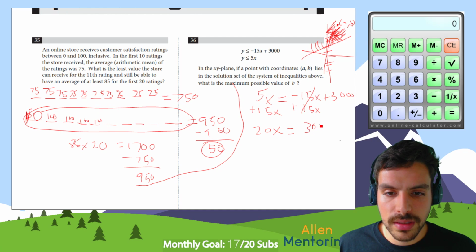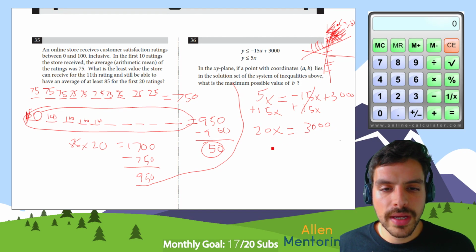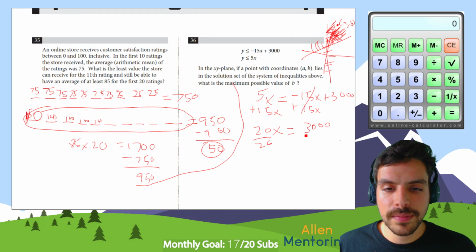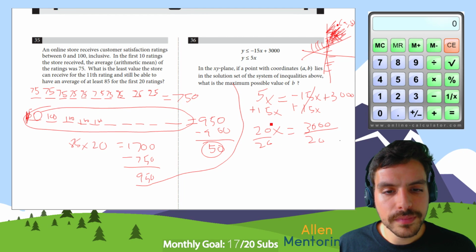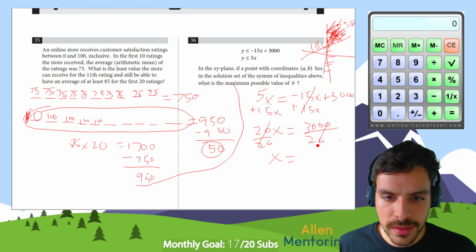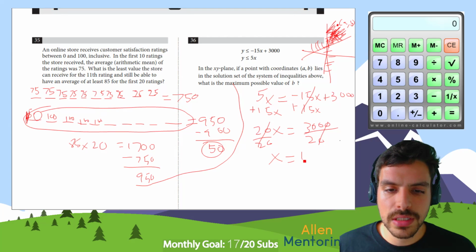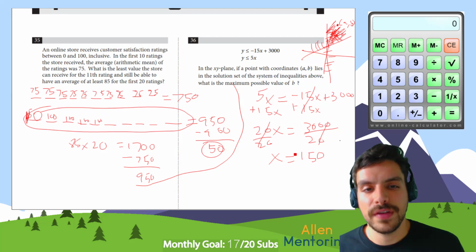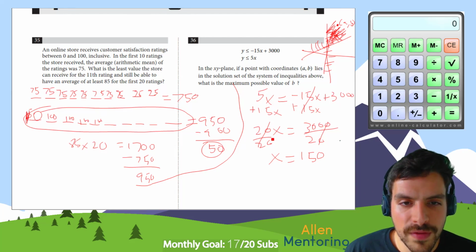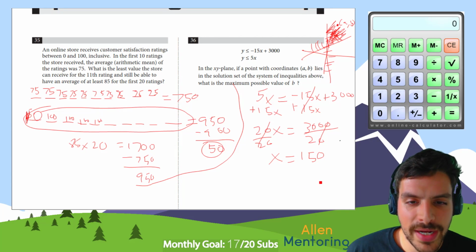20x is equal to 3,000. Okay, divide this by 20. Divide this by 20. And now x is equal to, if I get rid of these zeros, 300 divided by 2 is 150. Okay, 150. So now if we look here, we would see that we can plug in x for either of these two equations, either of them.